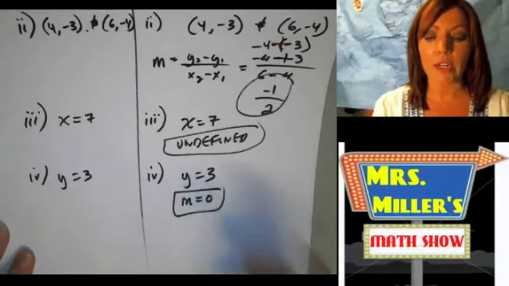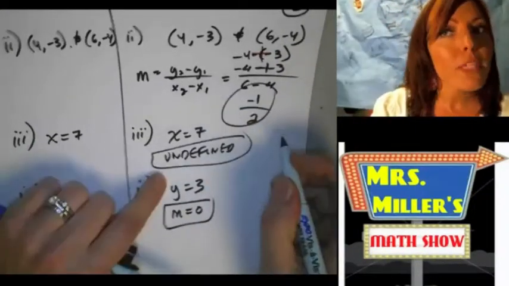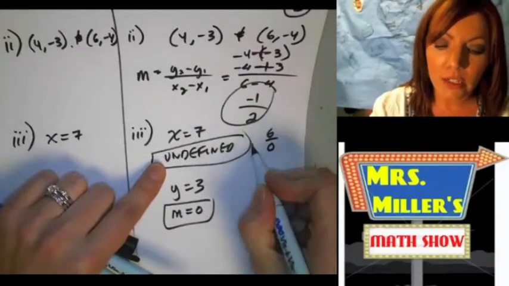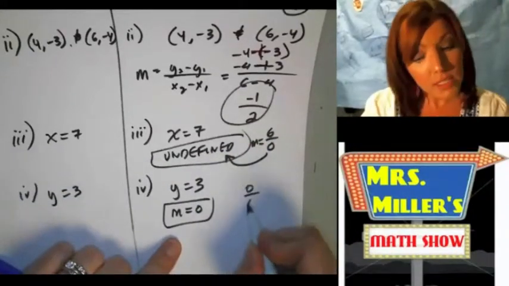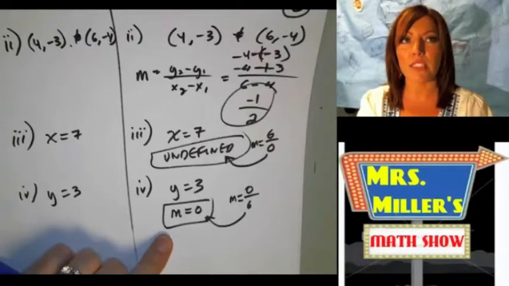0. Good. Okay. Now just to revisit this, the only way you can get an undefined slope is if you have 0 on the bottom of a fraction. Okay. 0 on the bottom of a fraction is undefined. If you get 0 on the top of a fraction, then you have a slope of 0. Okay, make a note of that. All right.